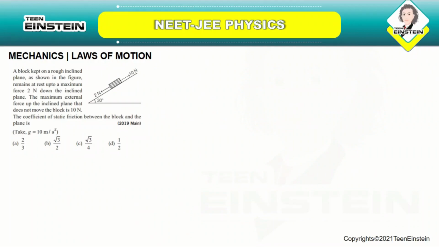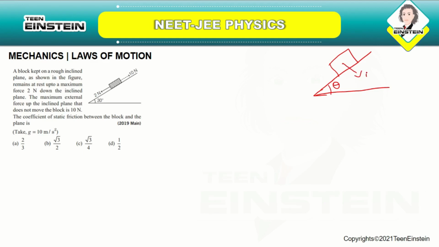A block kept on a rough inclined plane, as shown in the figure, remains at rest up to a maximum force 2 Newton down the inclined plane. The maximum external force up the inclined plane that does not move the block is 10 Newton. The coefficient of static friction between the block and the plane is. So here, you will have the block like this, with this angle here and the block over here. Same as the previous question.